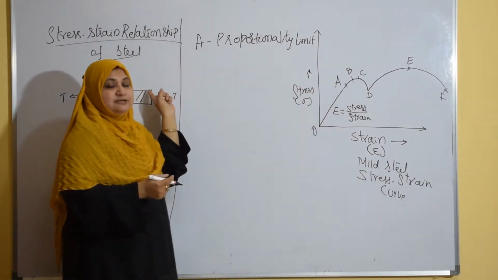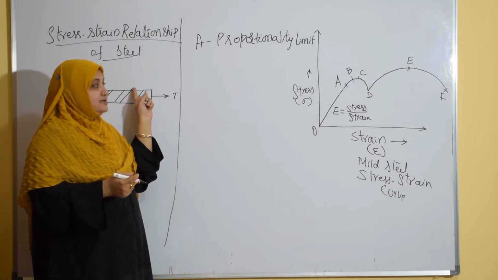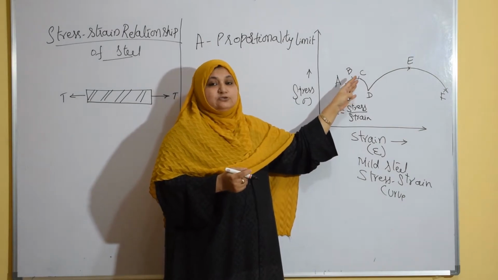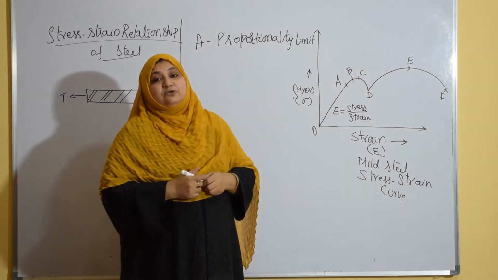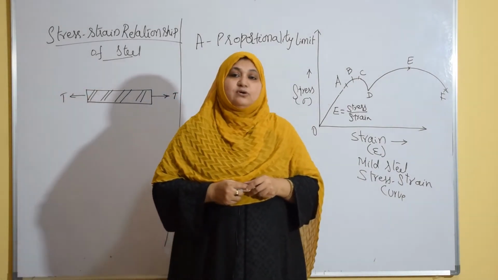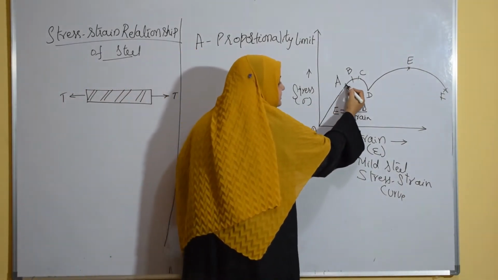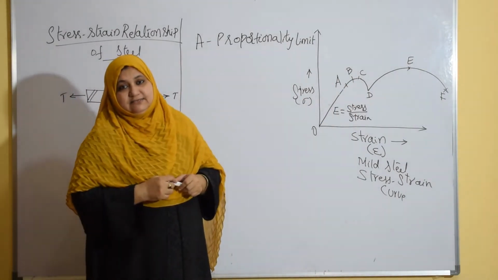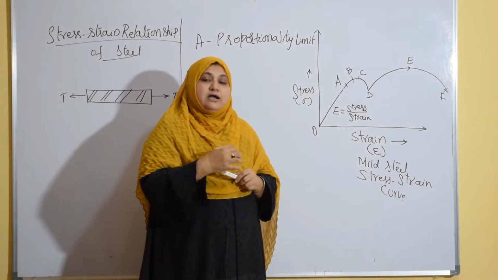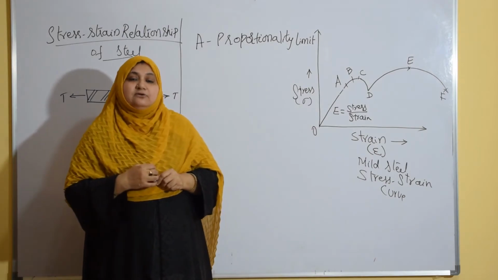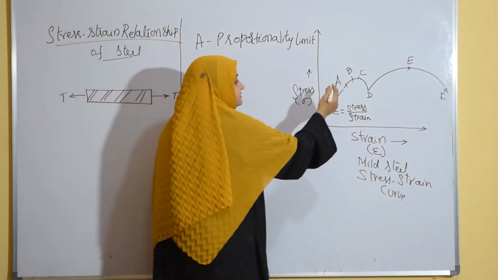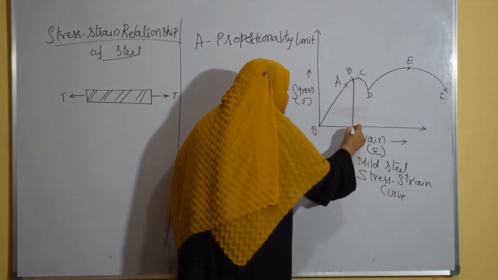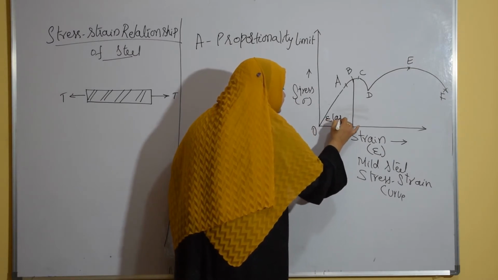Now, when the load is further increased and the stress-strain diagram is continued, we get a point B. At B, stress being directly proportional to strain is not valid. It is no more linear. It has become a curve, but the material is still elastic. If you remove the load at point B, the material will regain its original shape. So up to B, the material is elastic. This region is called the elastic region.